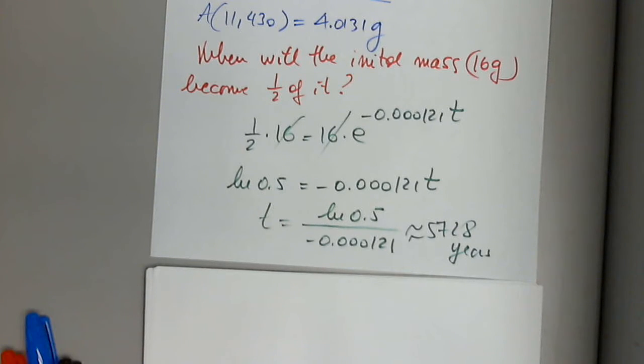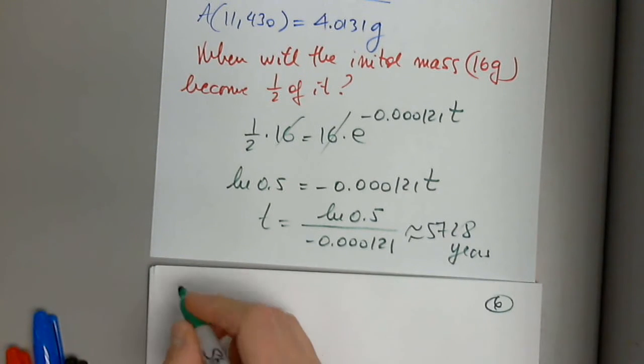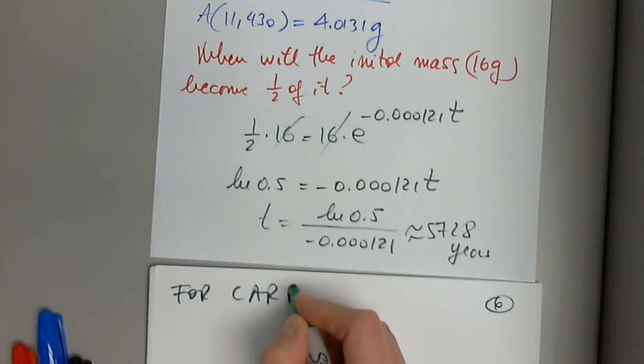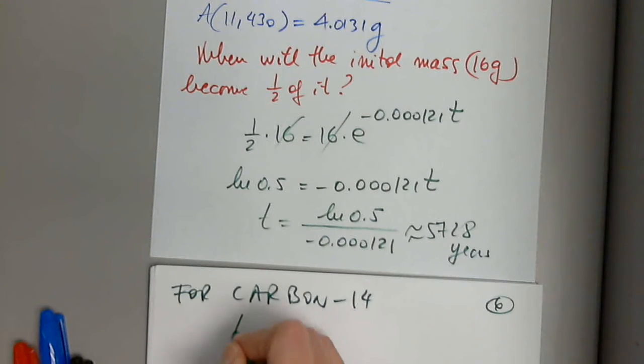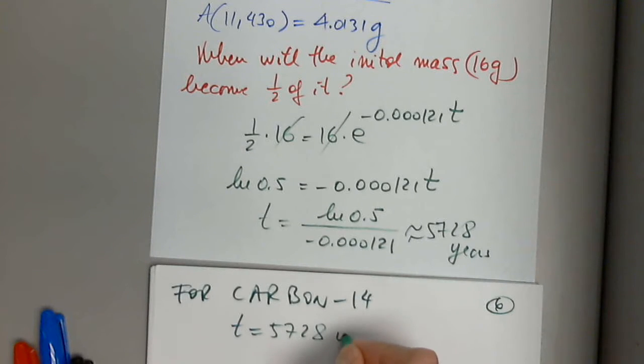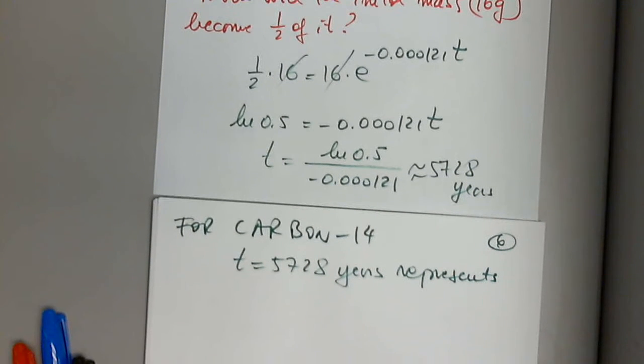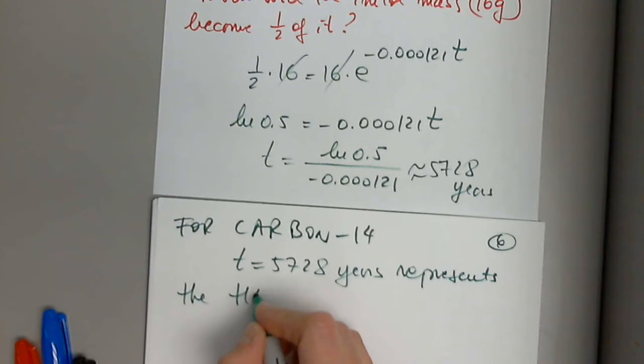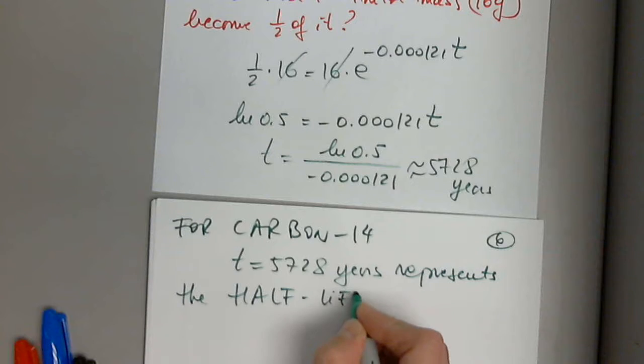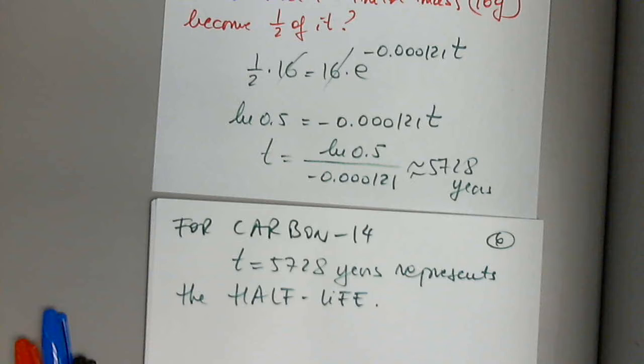Okay, this number, for carbon-14, t equals 5,728 years, represents what we call half-life. It is the time needed for this specific radioactive substance. Others have totally different half-times. I'm sorry, half-life, I meant to say. Half-life. Okay.